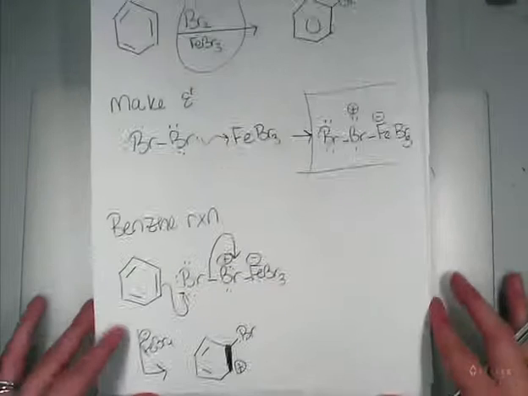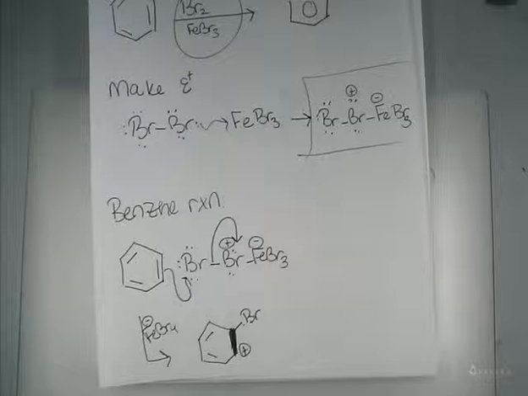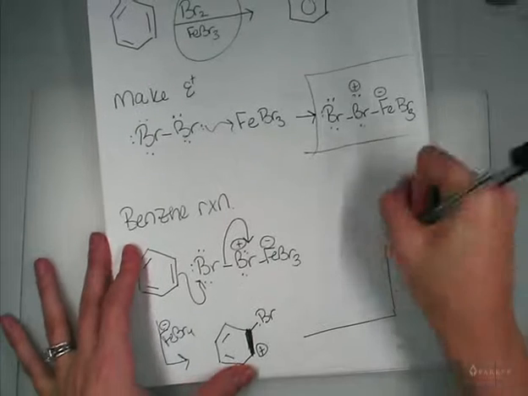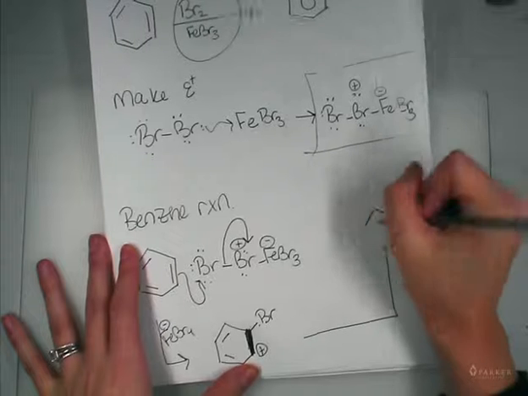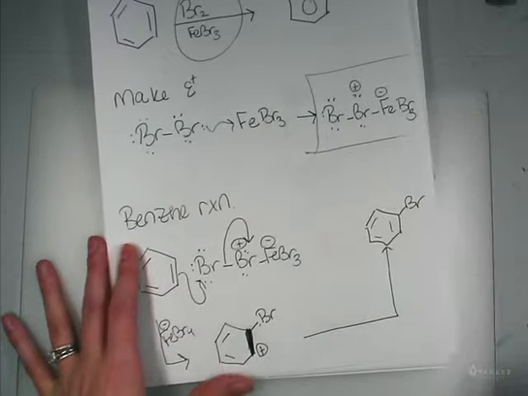Okay? So anytime you see an electronegative atom with a positive charge, think of that bond as already broken, and whatever it's attached to is actually the positive charge. Okay, so that would be this bromine right here. So our final answer, we have it up there. Is this.